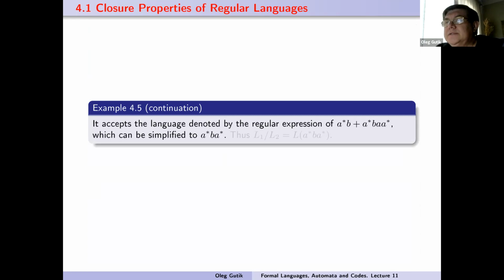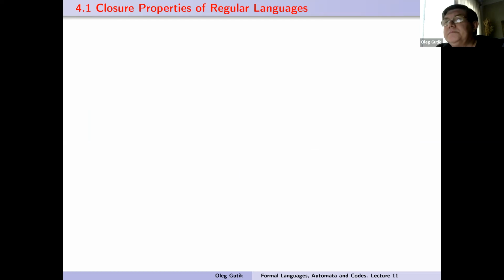It accepts the language denoted by the regular expression A star B plus A star BB A star, which can be simplified to A star B A star. Therefore, we get that the right quotient of the language L1 with the language L2 is the language denoted by the regular expression A star B A star. So, we finish our lecture.